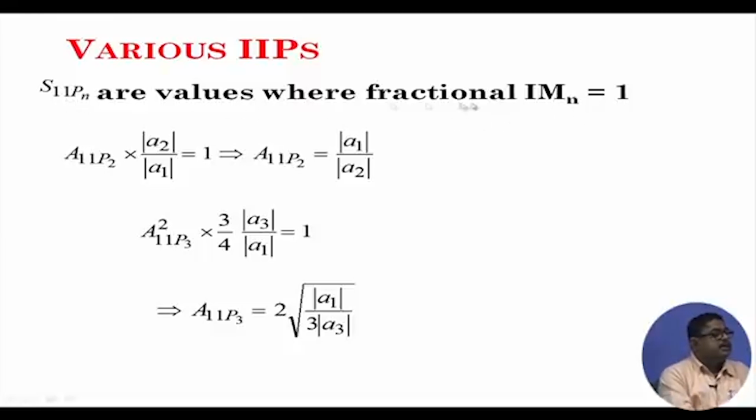So, what is this? Definitely from the definition I can say that S_I P1 are values where the fractional intermodulation product should be 1, because if you remember, if you see your notes, the fractional intermodulation product we have defined as the intermodulation product of nth order divided by the fundamental signal level. So, where they are touching at the intercept points, they are becoming equal. So, at that point fractional IM is 1.